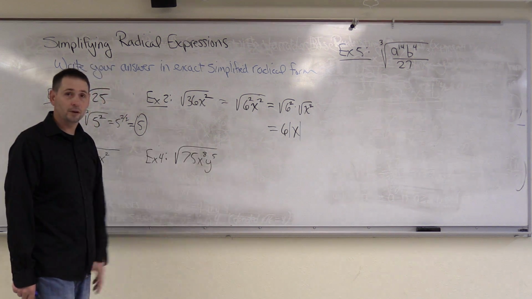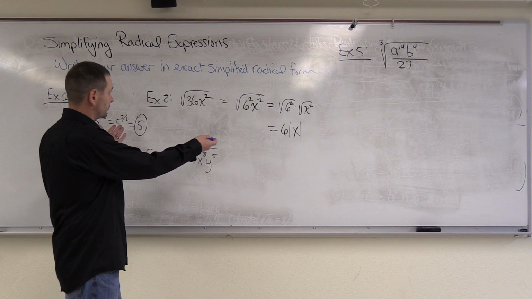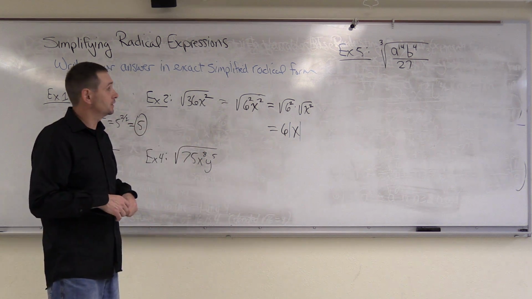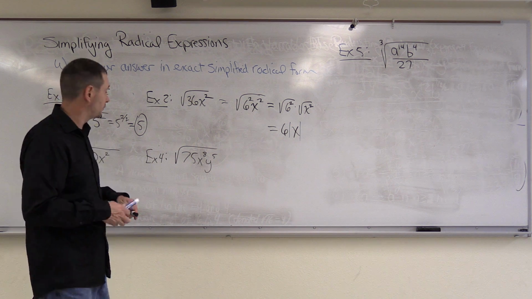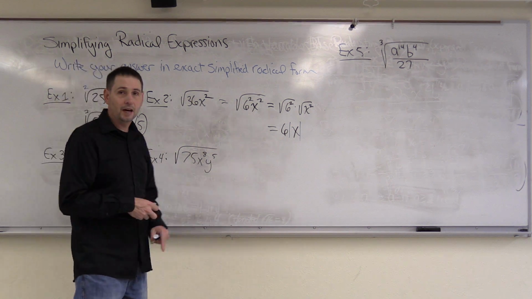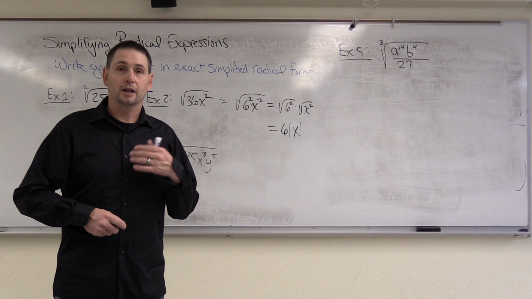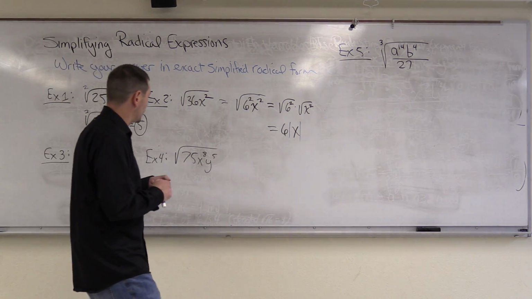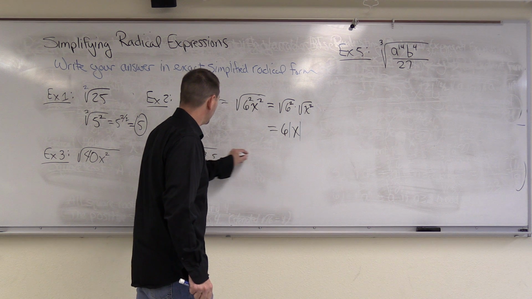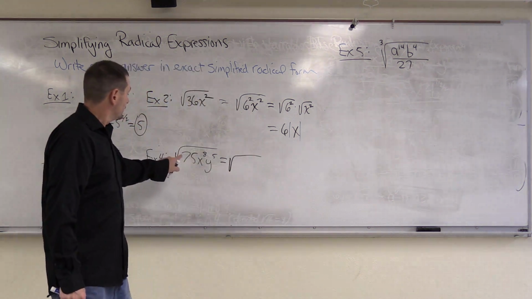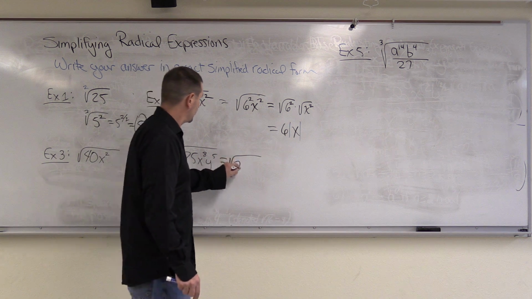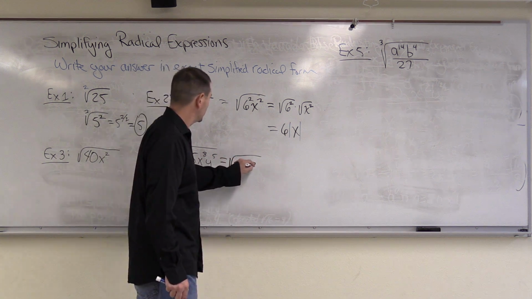Now, what if I run into something like this? These all worked out nice and perfect so that I had no root symbol left. What if I have stuff left in the root? That's the exact simplified radical form. The number 75 is not a perfect square, so you're going to have stuff left underneath that root, so you have to leave it there to be exact. When I do this, I'm going to think of the largest perfect square factor of 75. That is 25 times 3.